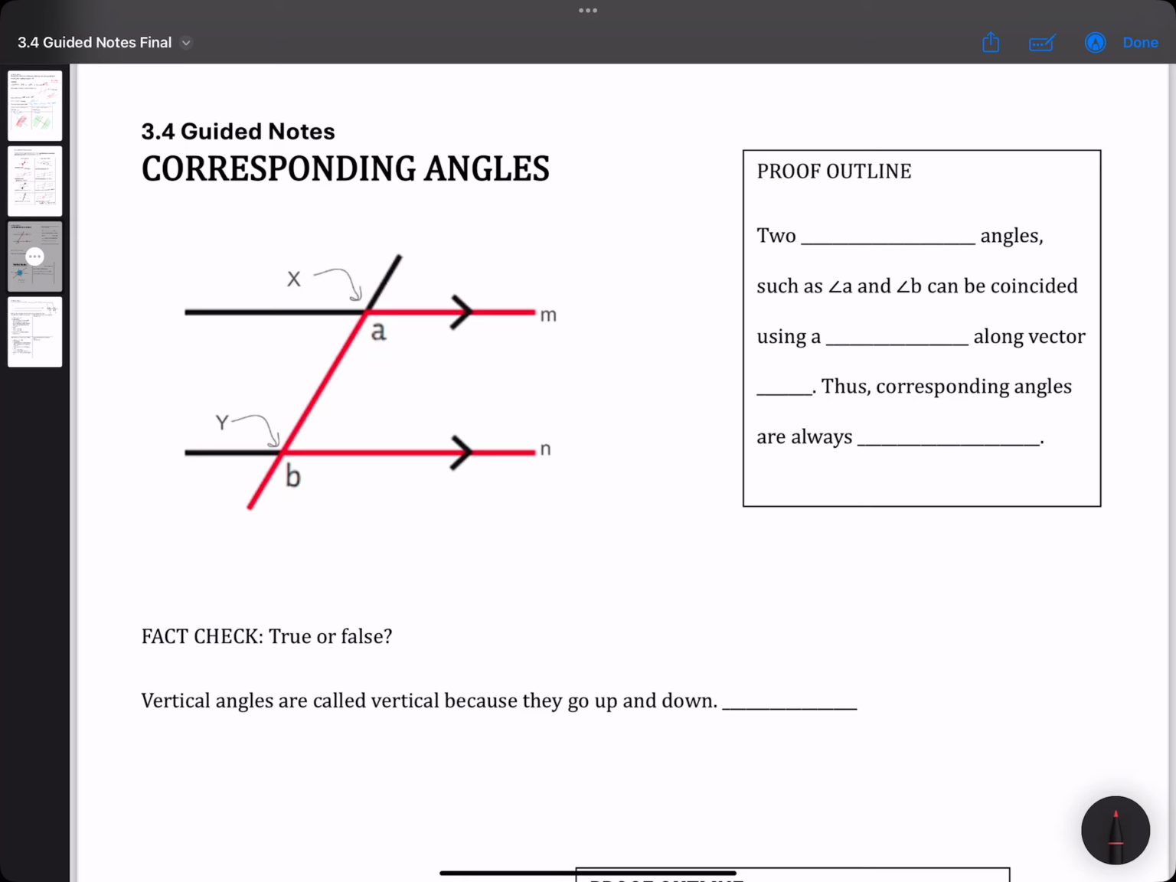Here we are on the should do guided notes for 3.4. I'm going to start off just outlining a proof of why corresponding angles have to be congruent. Our main goal here is to actually understand why the things that we've said in the previous page are true.